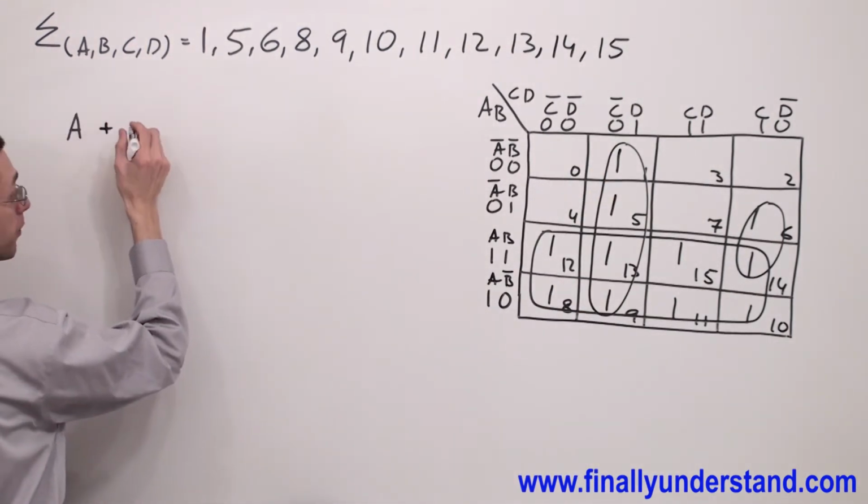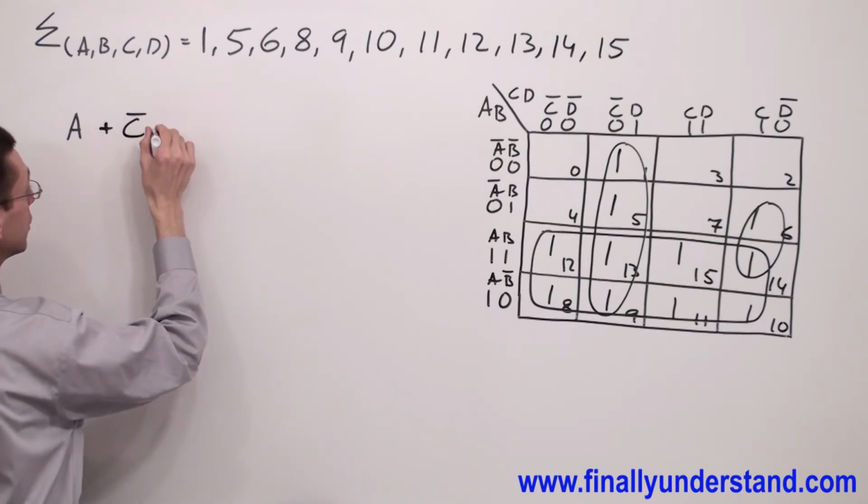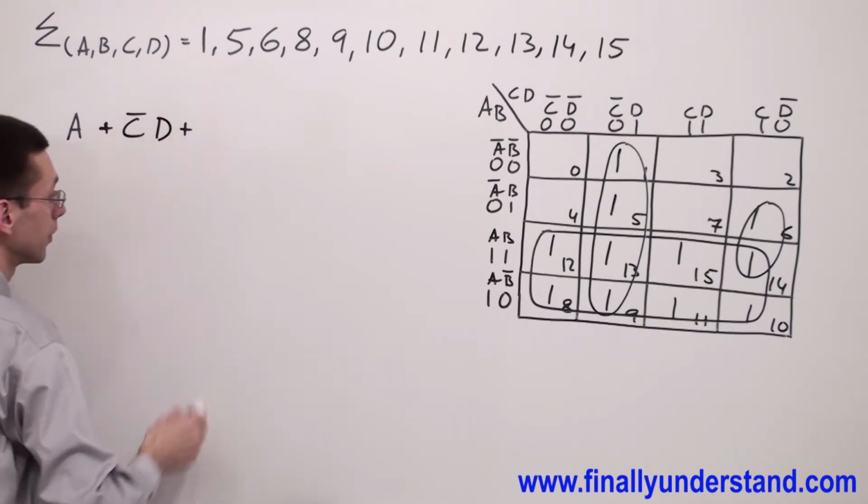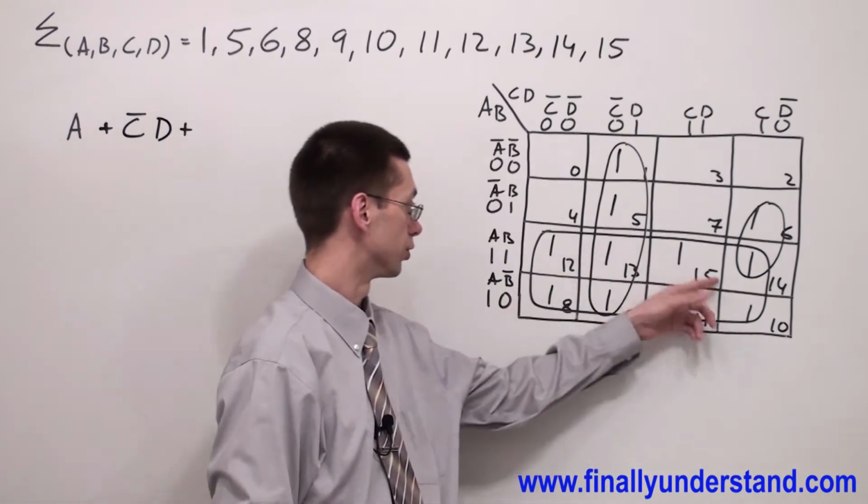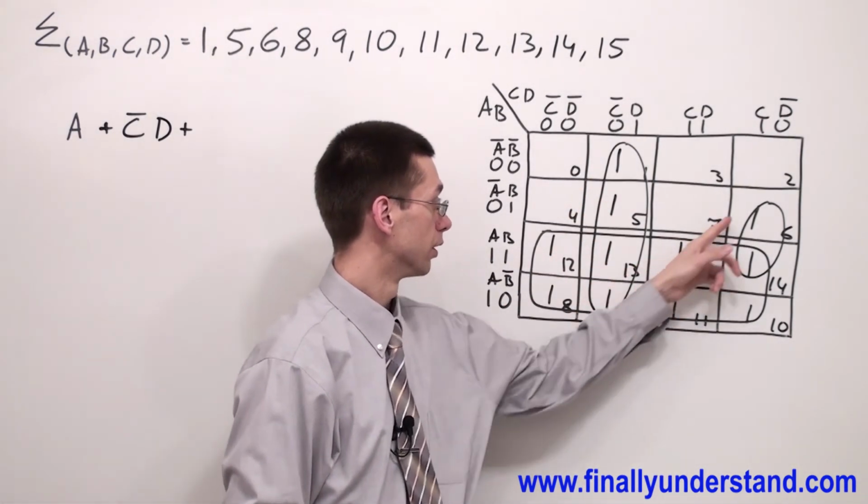So we have simply C0 D. We've finished with these 2 groups. Let's take a look at this one.